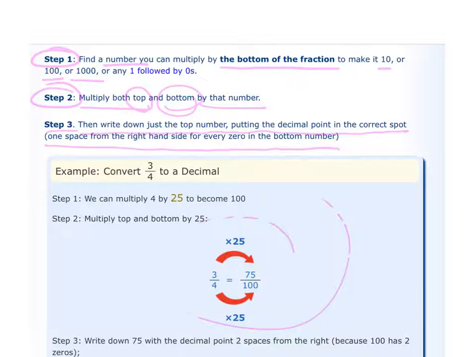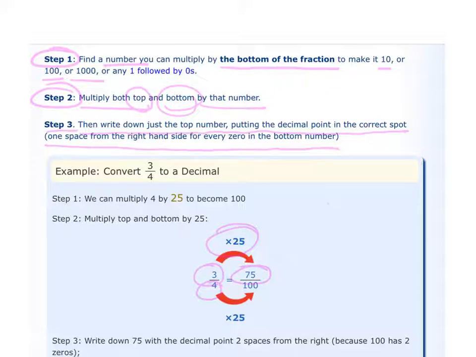And when we multiply 4 by 25, we are going to reach that 100 that we are aiming at. So because we multiplied 4 by 25, we then multiply 3 by 25 so that we create a fraction that is equivalent. And when we multiply 3 by 25, we reach 75. And that means that 75 hundredths is an equivalent fraction to 3/4.